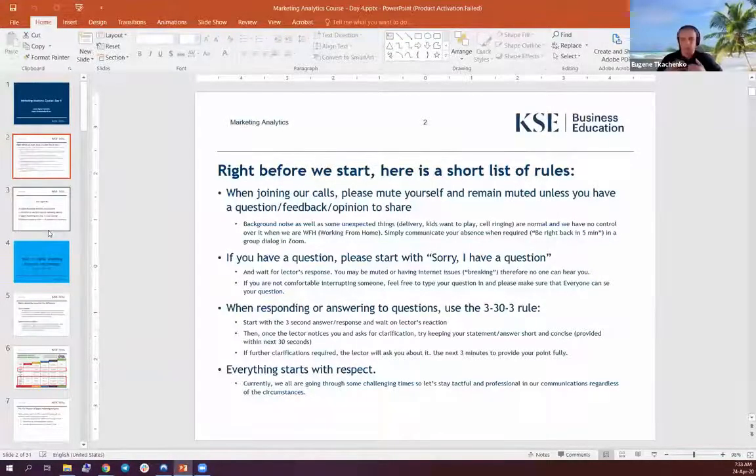When you respond to a question, let's use the 333 rule. We start with a short response based on the lecture's question. Once I notice that it's not sufficient or further explanation is required, I will ask you to provide a short in-depth explanation. You will have 30 seconds. And if that is not enough, please use the next 3 minutes to explain everything in depth explicitly.